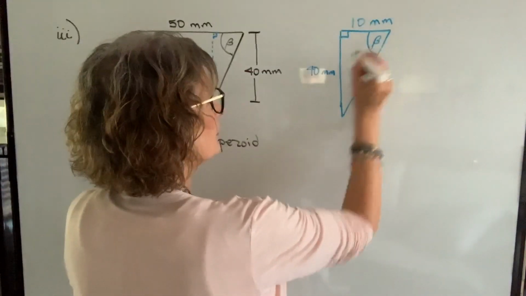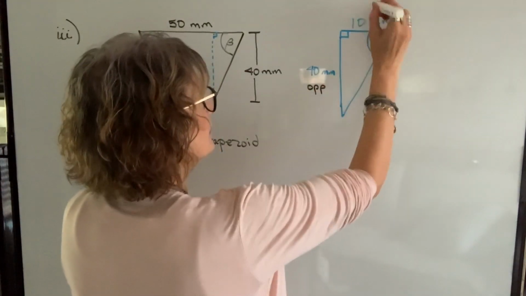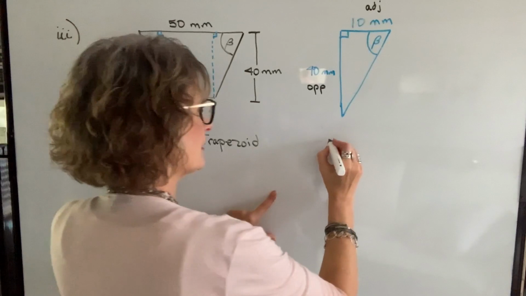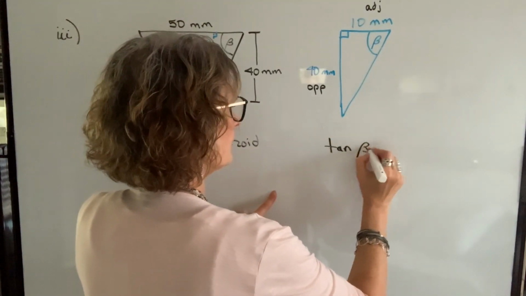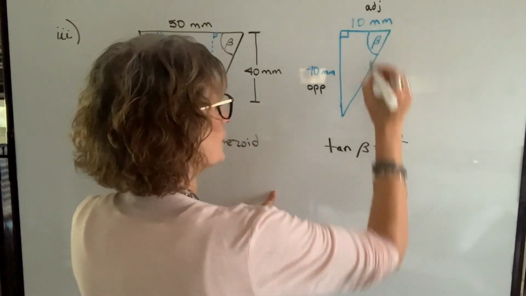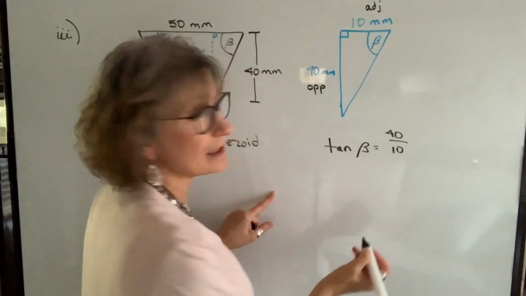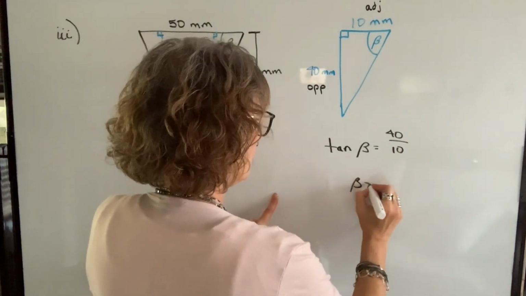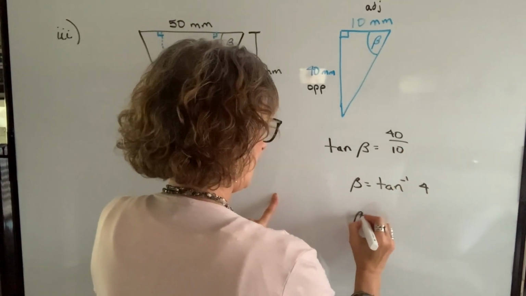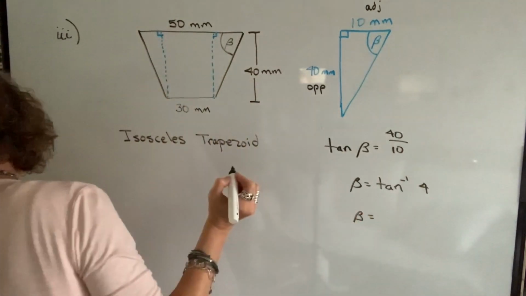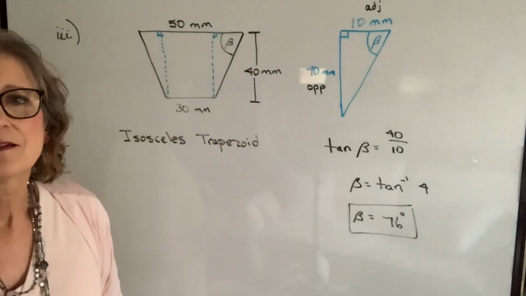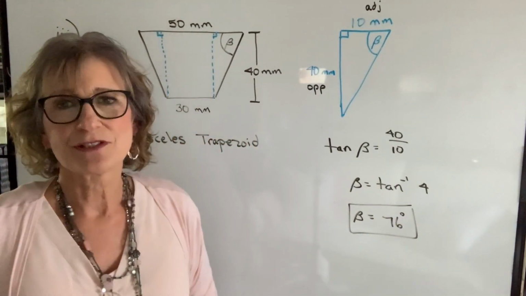In terms of this angle, this is the side opposite. This is the adjacent side. So the trig function that I'm going to use is the tangent function. So the tangent of beta will be equal to the opposite, which is 40 millimeters, over the adjacent side, which is 10. I can simplify that to equal 4. So beta will be equal to the inverse tan of 40 over 10, which is 4. And beta will be equal to 76 degrees. So you might see questions very similar to this.